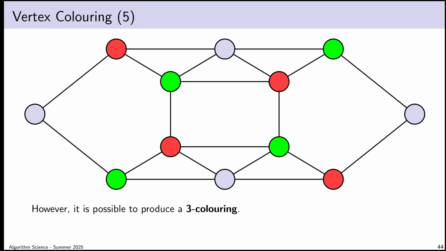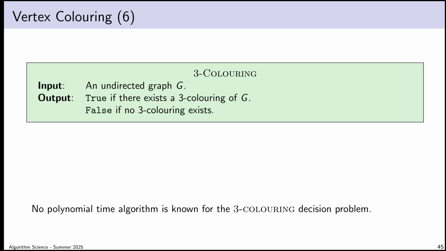So we could ask the question, hey, how could I go about computing a three coloring? It turns out that no polynomial time algorithm is known for the three-coloring decision problem. So I hand you a graph and I say, is there a three-coloring of this graph or not? Even answering that question, just giving me an answer to this question, is something that we can't seem to do in polynomial time. This is also sort of unsettling.